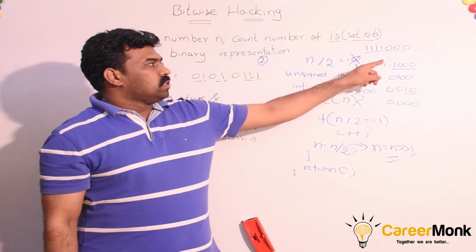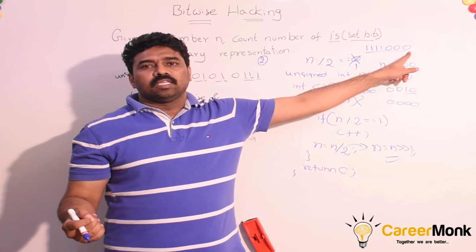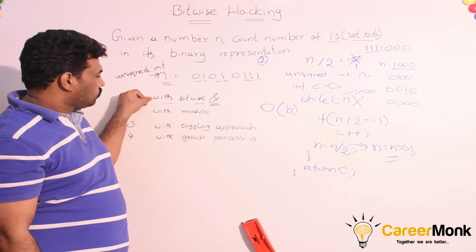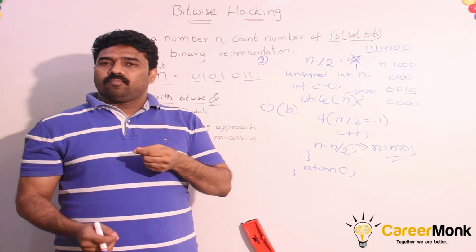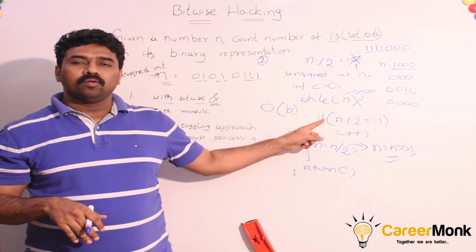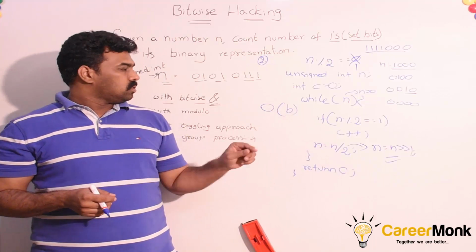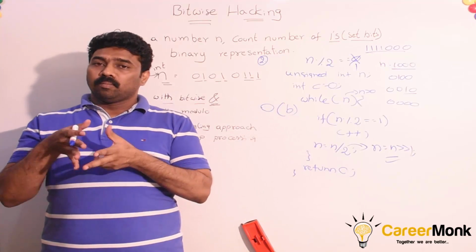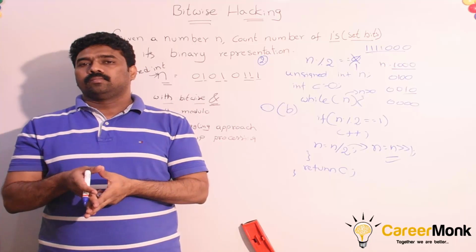Remember, whether the bit is 0 or 1, we are always processing. That is the main observation for these two solutions. That means whether the current bit is 0 or 1, we are always processing the while loop. Because of that, the complexity of both the codes is order of b, that is nothing but the number of bits in the given number.